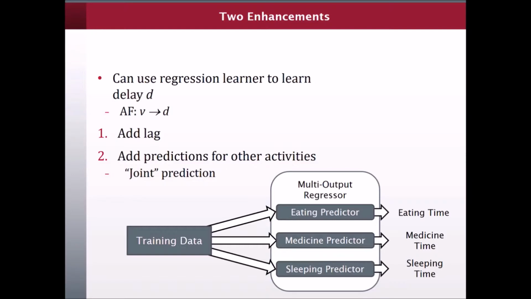For example, an individual might wake up and immediately eat, and after eating, immediately take their medicine. And so if we have a robust predictor for learning the delay until an individual eats again, then that value can be used to enhance the prediction of the delay for a take medicine activity.